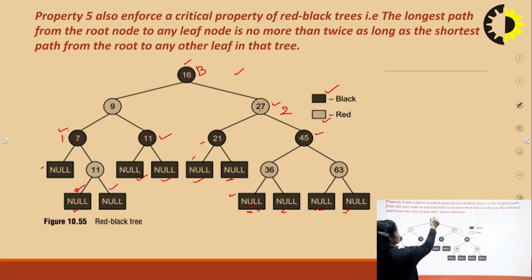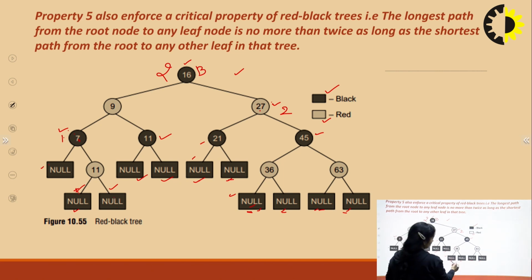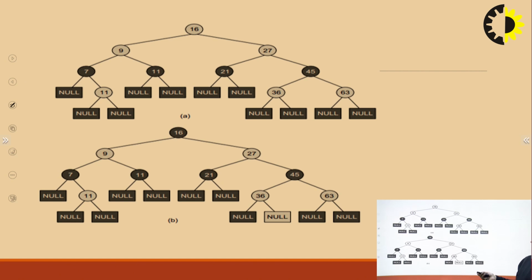If we check for this one, then black node height is 2. From here, this one black node and this one black node, so 1, 2. If we check from here, then 1 and 2, same. Suppose we check from here, we can see from this 1 black node and 2 black nodes. So heights are the same from every leaf node. So these are the 5 properties of red black tree.